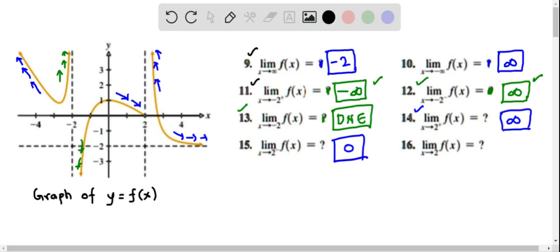Now let's answer question 16. Here we determine the limit of f of x when x approaches 2. For this, we consider the answers in question 14 and question 15, which are basically the right and the left side limit. So when we compare the result of these two limits, that is the left side limit and right side limit, 0 does not equal infinity. That is, these two values are not the same. So therefore, we say that this limit does not exist.